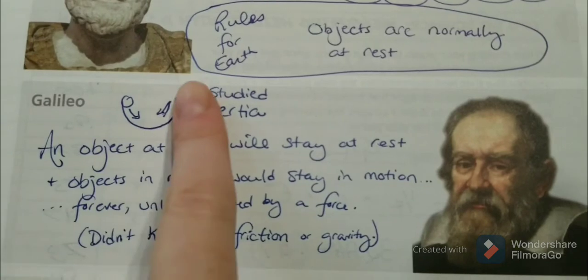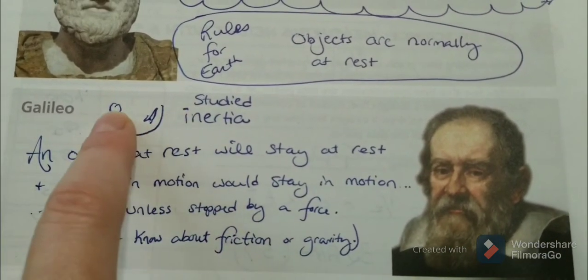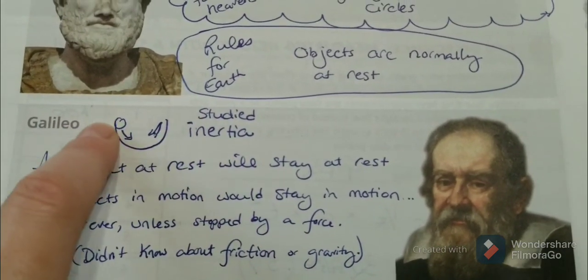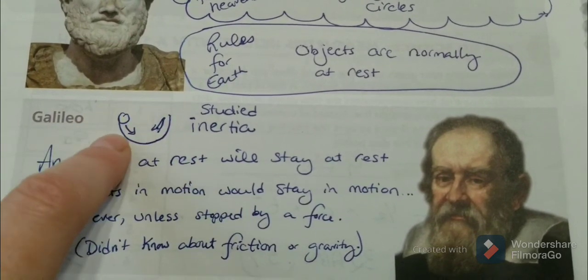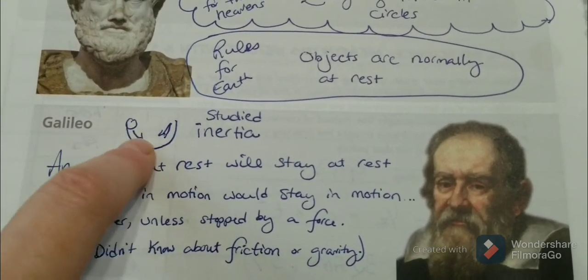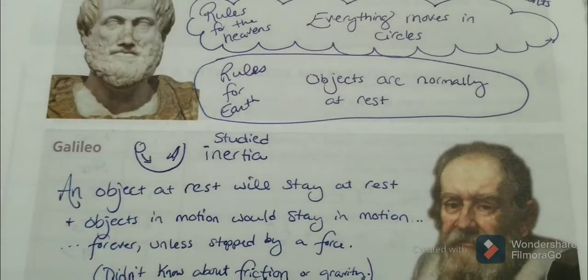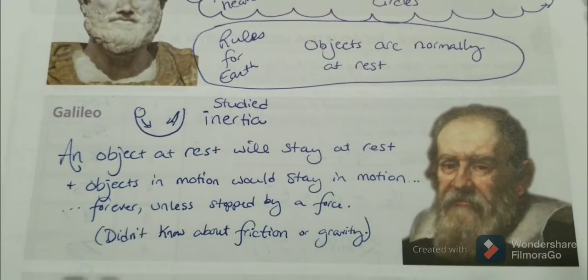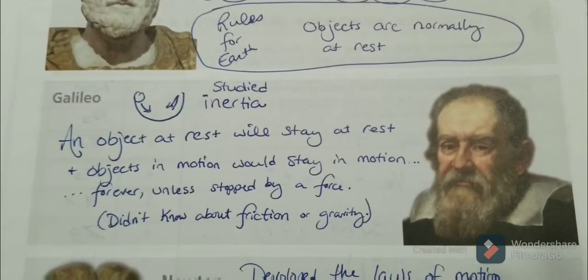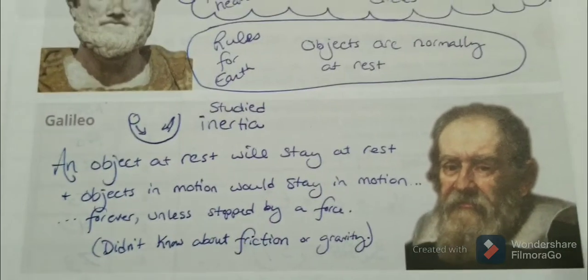All right. Galileo, here we go. Galileo studied inertia, and he used experiments like he created a skateboard ramp that was really tiny, and he put things on it that would roll, and he studied inertia that way. You can study inertia by skateboarding on a half pipe.